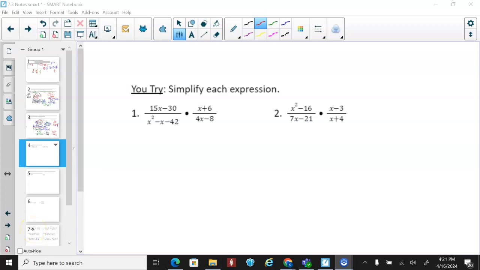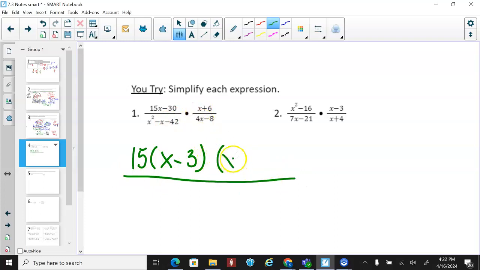All right, so here's a you-try. Again, you can pause it and try it first. But here we go. First, on the top, I've got 15x minus 30. That is not a quadratic expression. A quadratic has a square there. It does not. So all I can do is take a greatest common factor out, which is going to be 15. What's left is going to be x minus 3. Then x plus 6 carries over, because that's already a binomial.